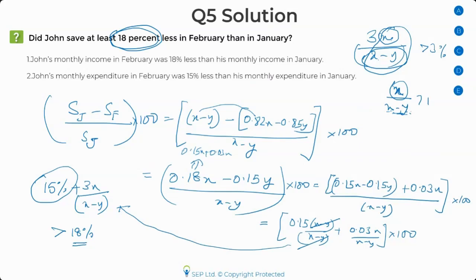So I hope this is clear, guys. I wanted to show you all these steps properly. That is why I took variables to show you how you can simplify it. This is the way you can simplify your equations. And this is how you make an inference of whether the value out here will be greater than 3% or less than 3%.